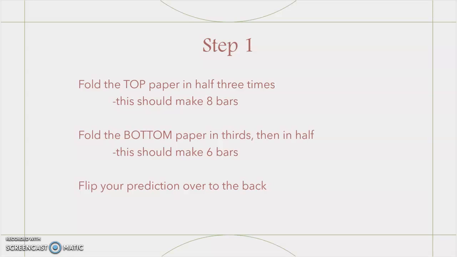Pick up your bottom piece. Fold it one third down, and then fold the bottom third up, leaving it as that one third size piece of paper, and fold it in half. So what you just successfully did was make 6 sections. There are 8 in the top, 6 in the bottom. Now flip over your papers so that you are looking at the blank side, because your predictions were on the front. We're going to get some accuracy here on the back.